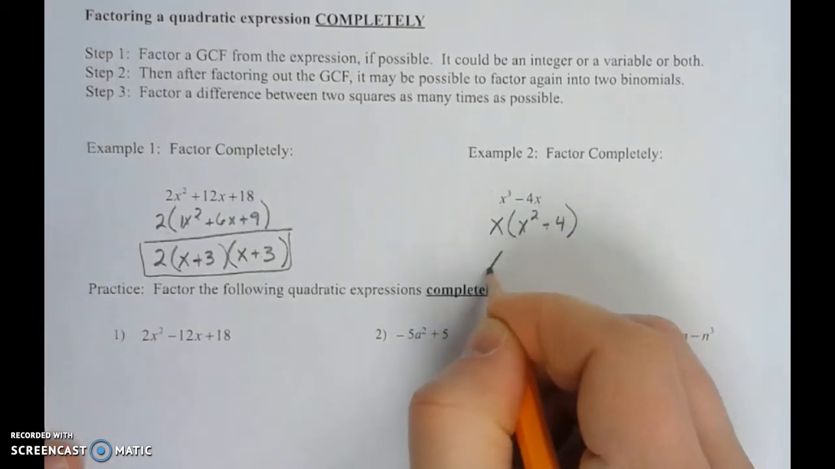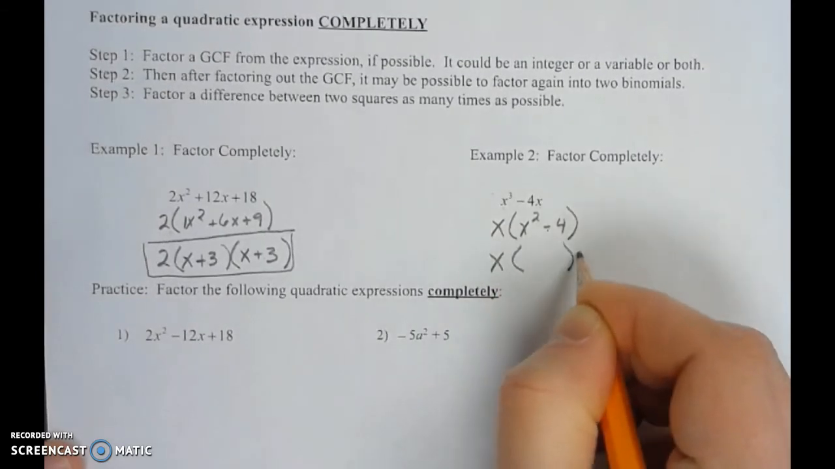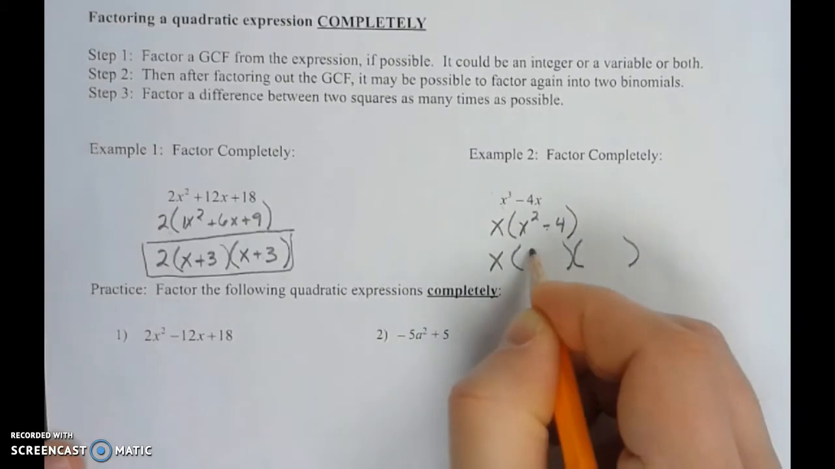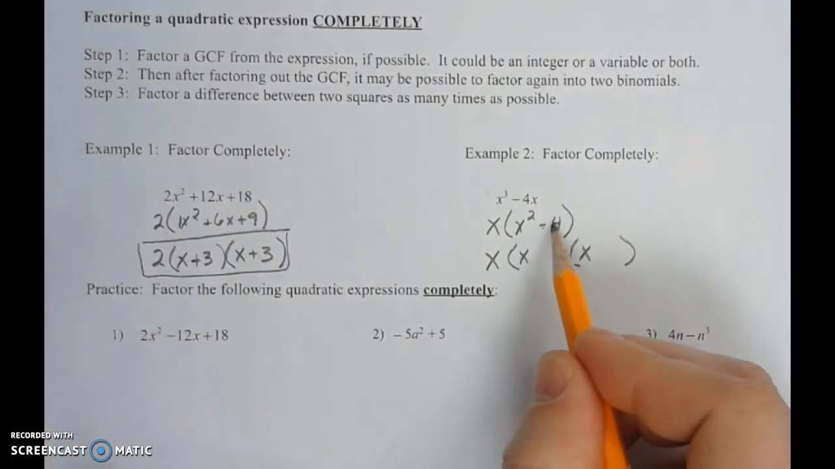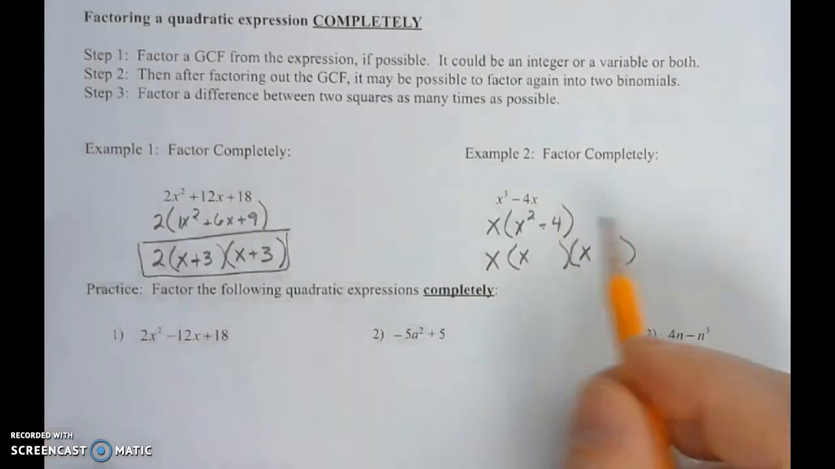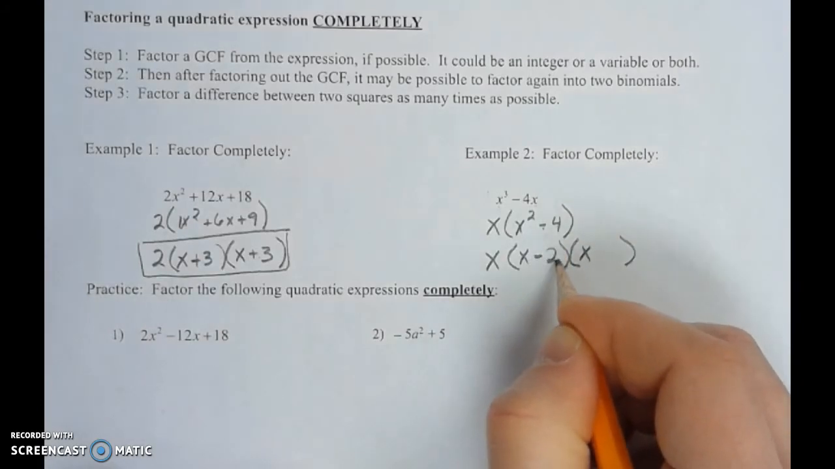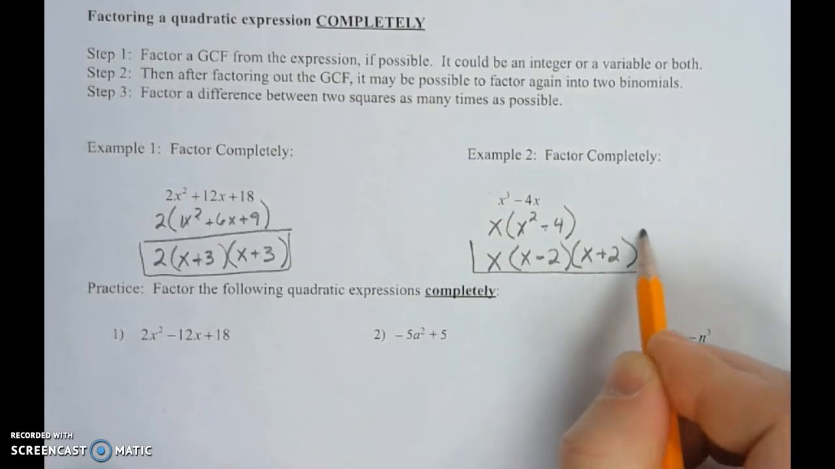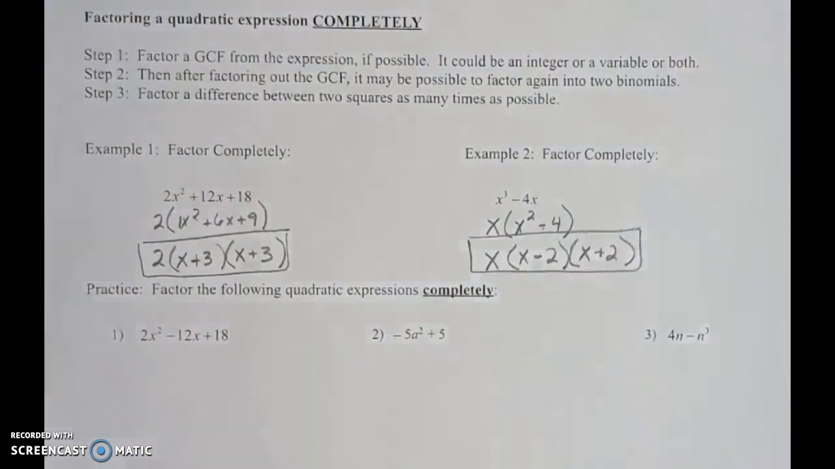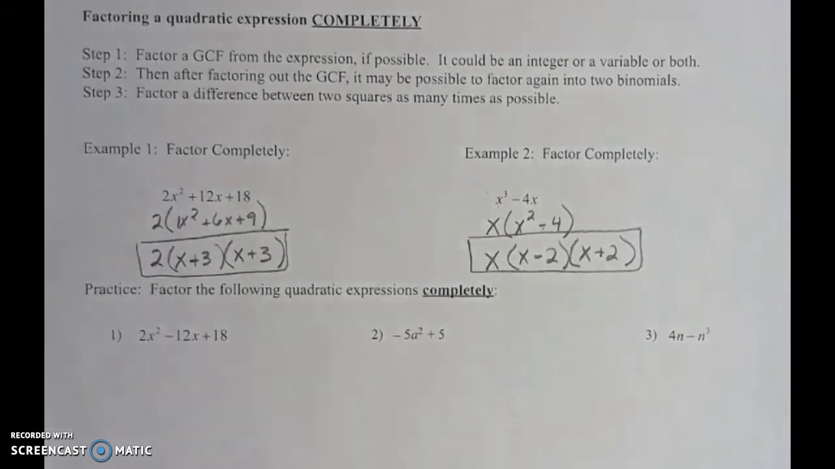So I'm going to have my x out front, and then I'm going to break this into two binomials. X is out in front. And since it's a difference of perfect squares, a difference of 4 on this, I'm going to have minus 2 and plus 2. And now that has been factored completely. So again, start by looking to see if you can factor out a GCF. After that, look and see if you can factor into two different binomials.